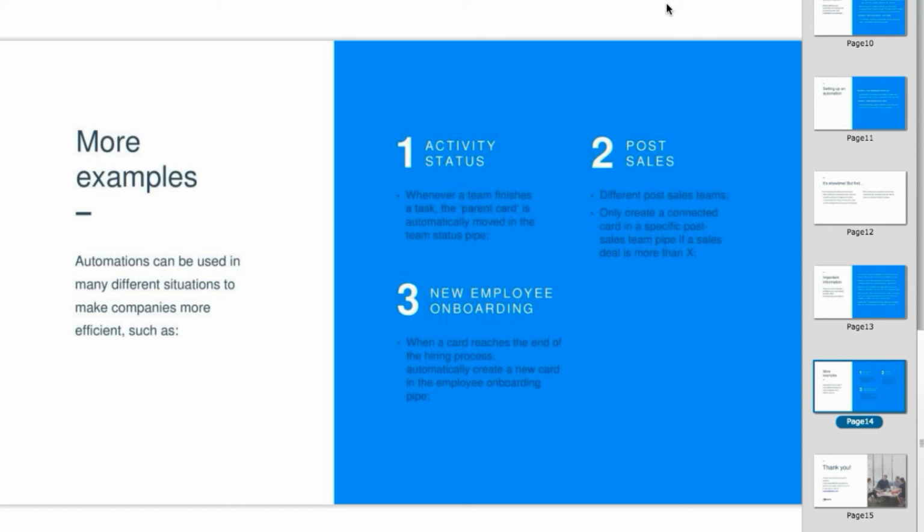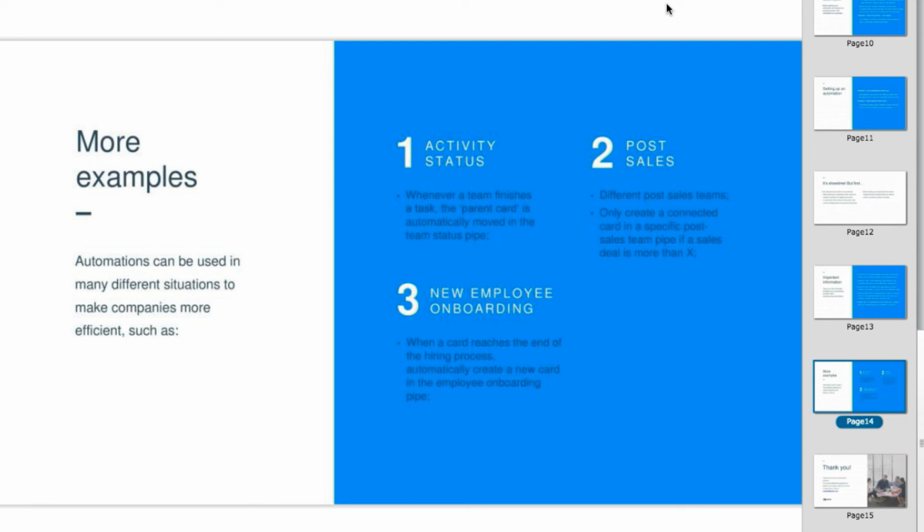The second situation is post sales. Let's assume you have different post sales teams for different sizes of values. You can specify that a connected card is created in a specific post sales team pipe if the sales deal value is more than a specific number, or if you have different post sales teams for different industries. You can set up automations to create connected cards in different pipes depending on a specific condition.